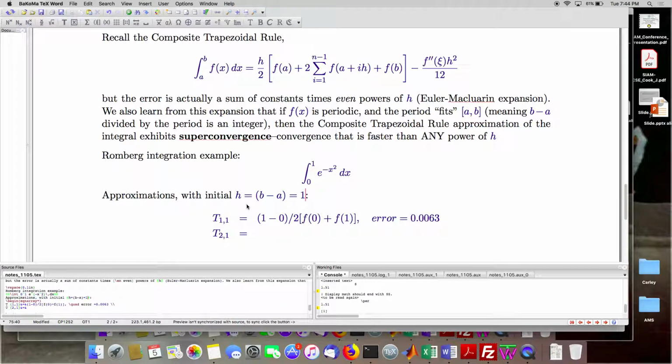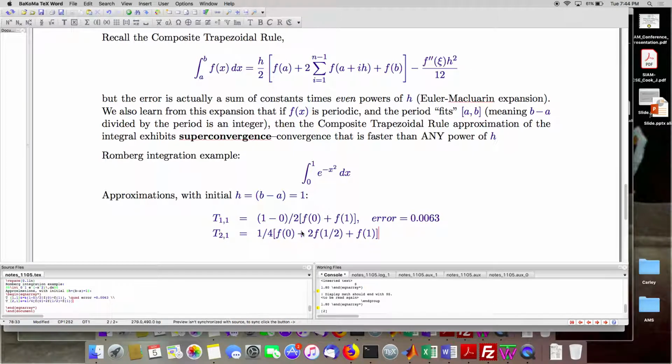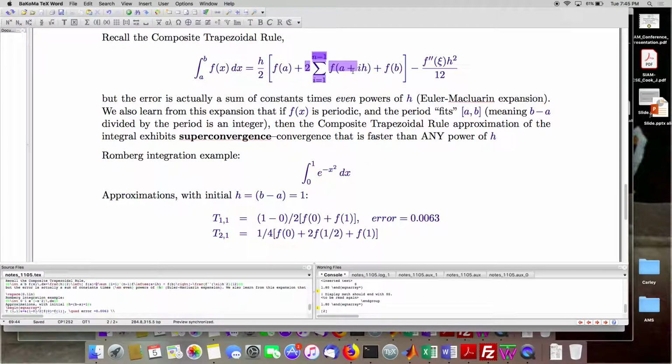All right, so our initial spacing is h. That'd be 1, the whole interval. Now we cut that in half. The trapezoidal rule always has h over 2 out front. So now we're going to have 1/4, and it'll be f of 0 plus 2f of 1/2 plus f of 1. So that's the composite trapezoidal rule on 2 subintervals. Okay. So that's where this sum first comes into play.